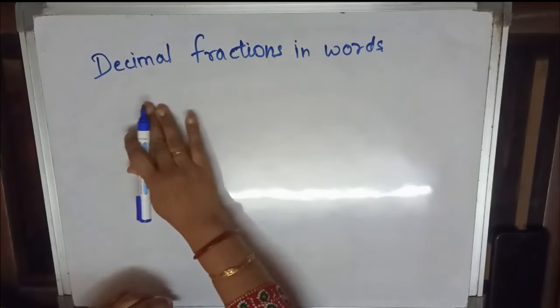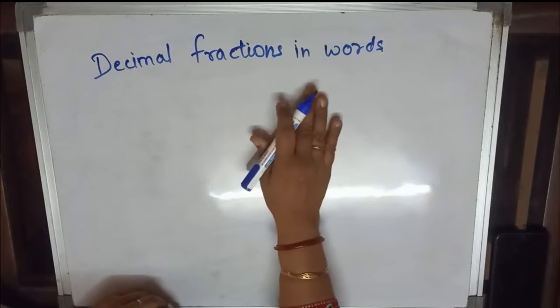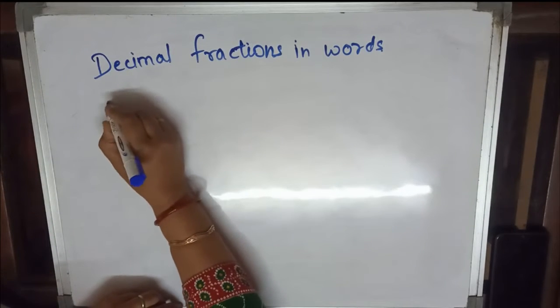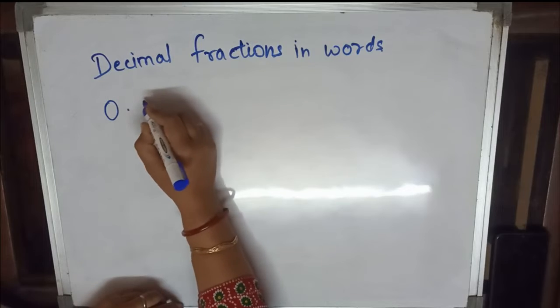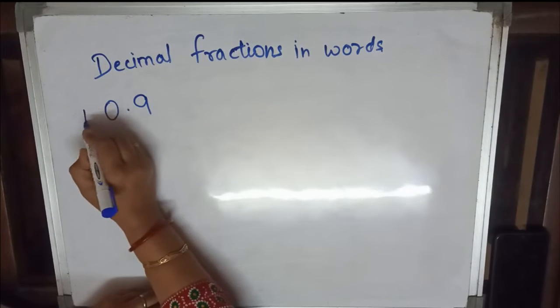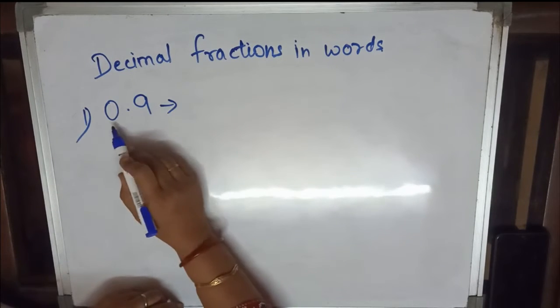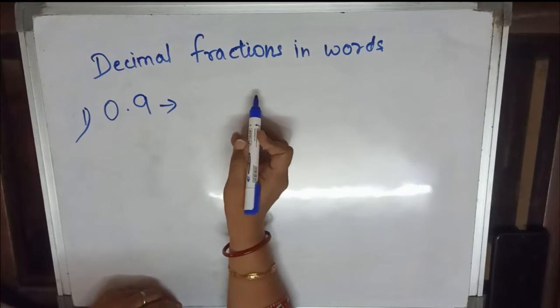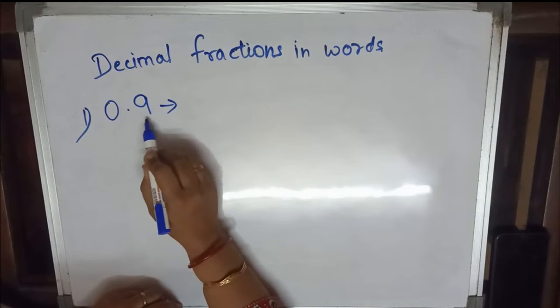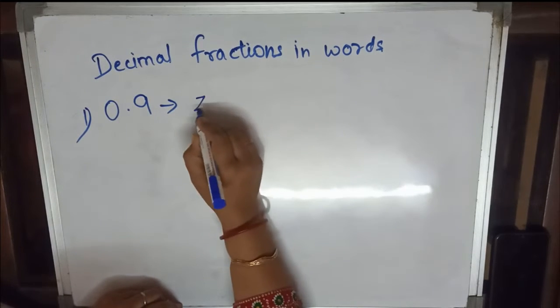Let's start with decimal fraction in words. How to write decimal fraction in words? Now, 0.9. This is my number. So how we read the same pattern, we are going to write the number. This number 0.9.